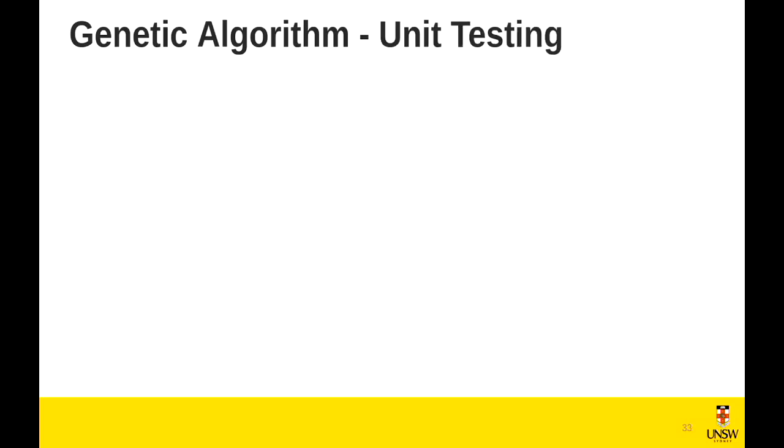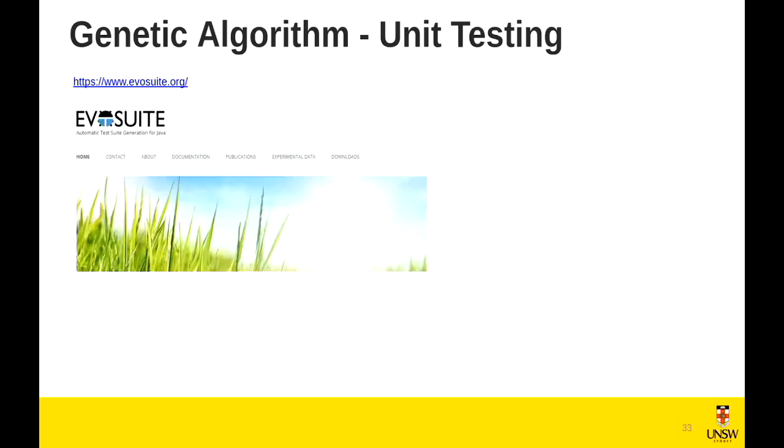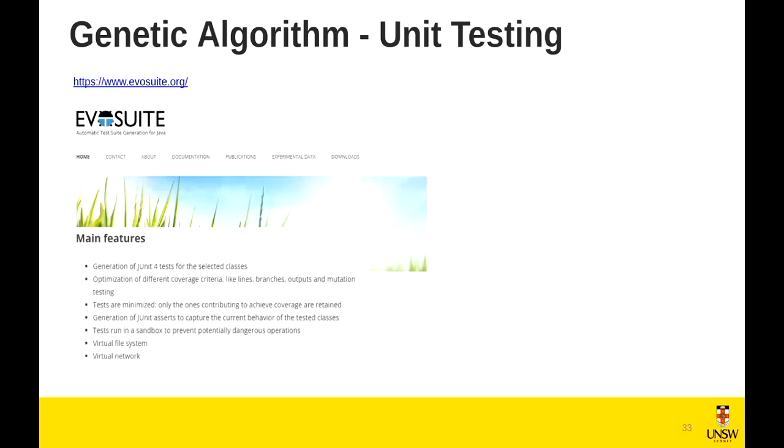And let's see how it could be used for testing. Actually, for unit testing, there's a very popular tool called EvoSuite. This is a screenshot from its website, and here are its main features. It can automatically generate unit tests following the JUnit format. And it has optimization for different coverage criteria, like lines, branches, and even mutation testing.